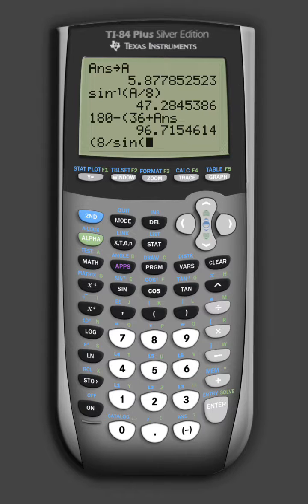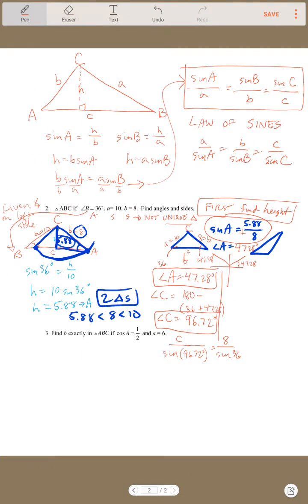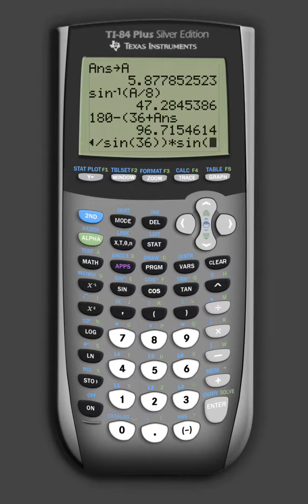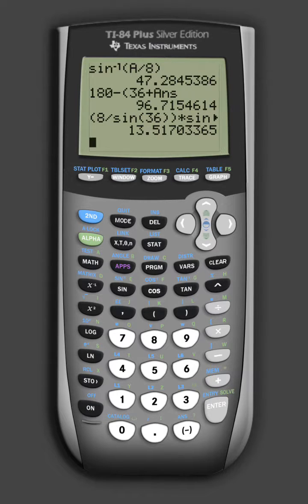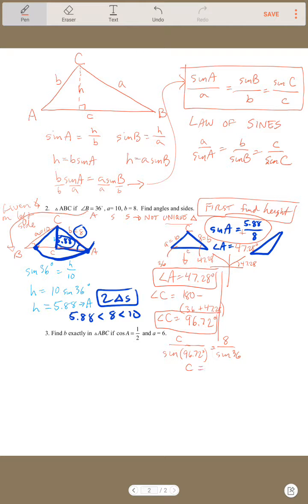8 divided by sine of 36. And then we're going to close that off. And we said we need to multiply that by, what was it? I believe it was sine of that particular angle, so sine of 96.72. So let's multiply this by sine of, well, it's up above. I'm just going to do second answer there. Then we get side C is a length of 13.52, basically. Okay, so let's go ahead and say that C is a length of 13.52. Like that.